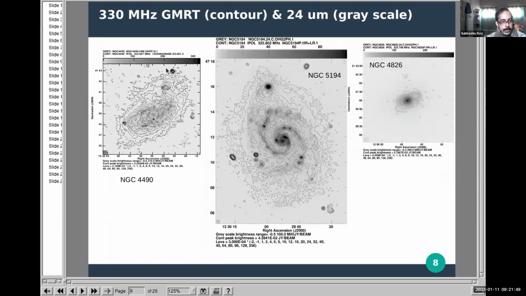These are the other 3 galaxies. For example, for 4490, you can see extended large-scale radio emission, much more than what is seen in the 24 micron. And this galaxy is disturbed. You can see that there is some amount of material coming out. It is known to be an interacting galaxy, which is interacting with this one here. And this is, of course, the classic one, M51, NGC 5194, in the middle. The other one is 4826.